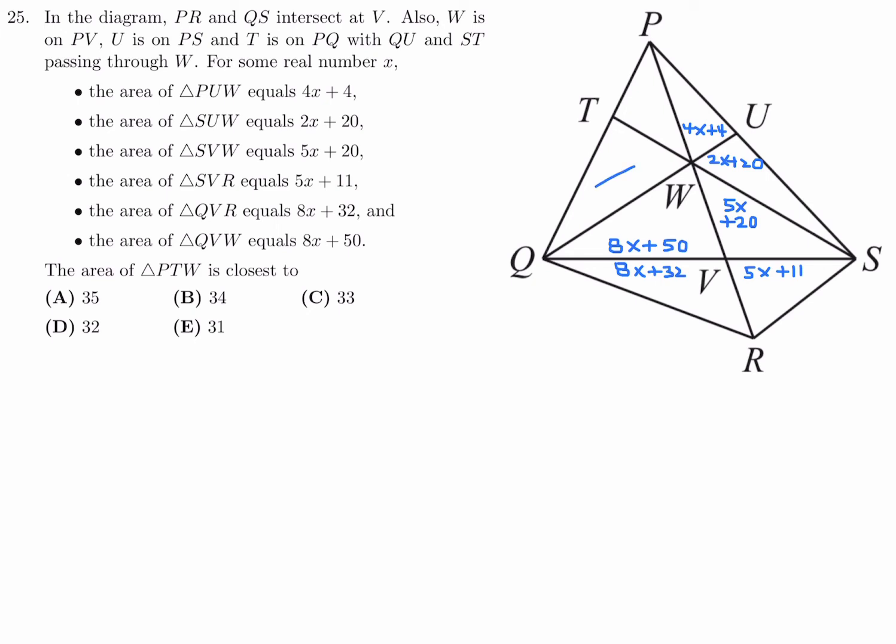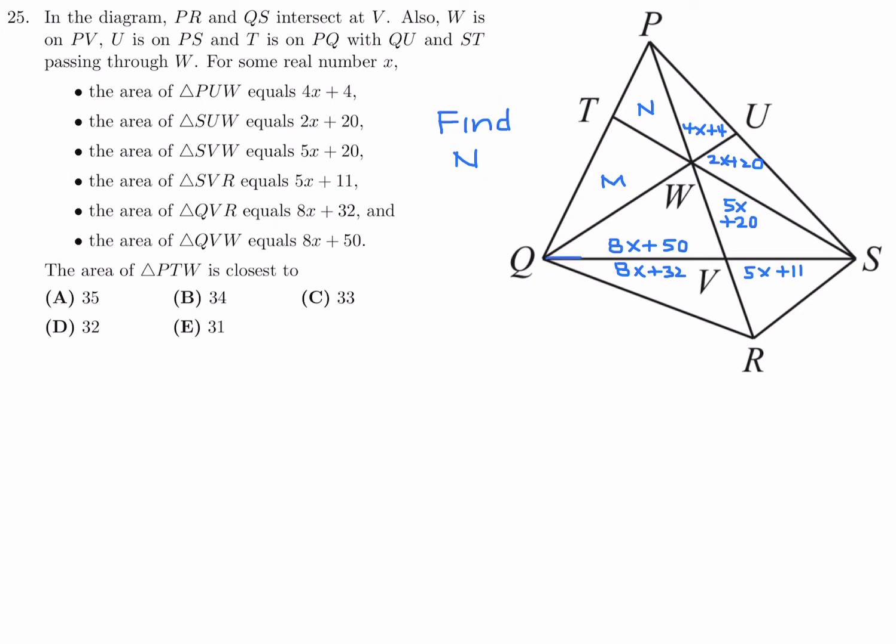We're not told anything about these two, so I'll just call them something. I'll call this one M, and I'll call this one N. So this question is essentially telling me to find PTW, which would be to find N. This is my task in the question. All right, here we go.